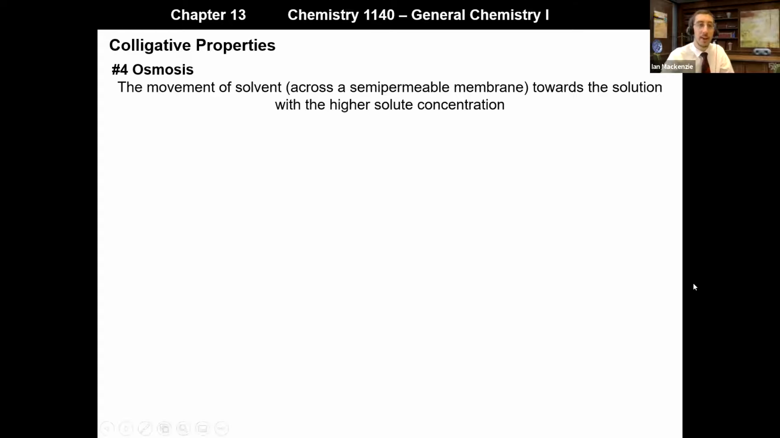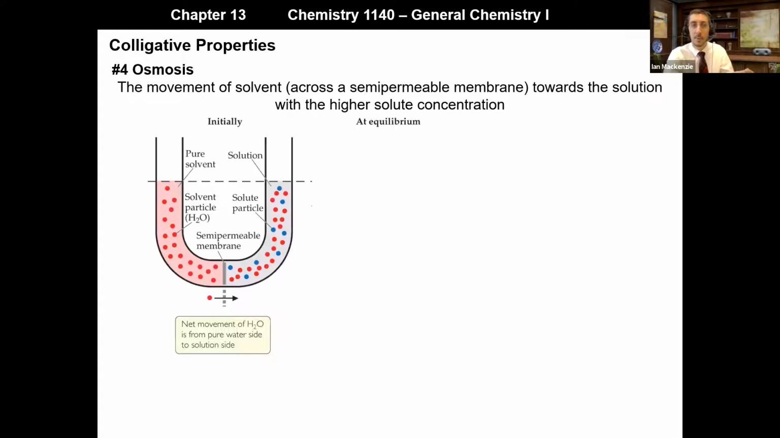So the last colligative property that we'll talk about is osmosis. So what exactly is osmosis? Osmosis is defined as the movement of solvent across a semi-permeable membrane towards the solution with a higher solute concentration. So what does this mean at all? Well, let's look at an example.